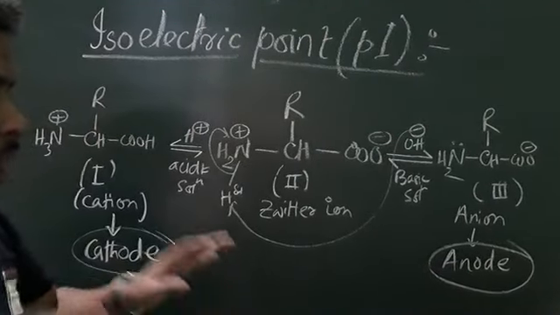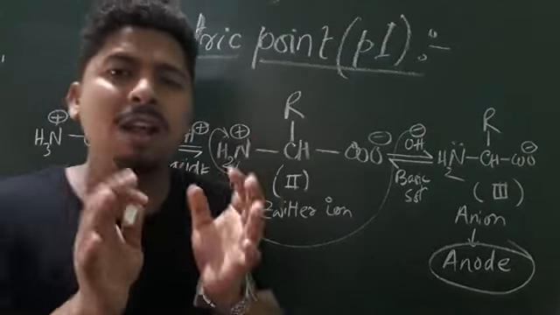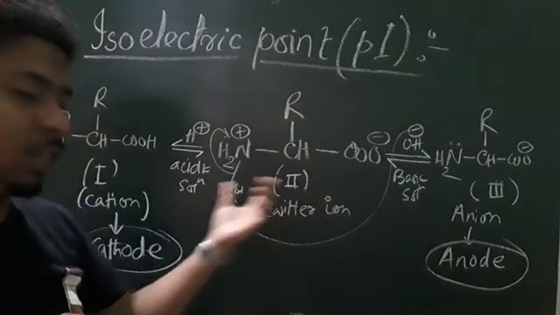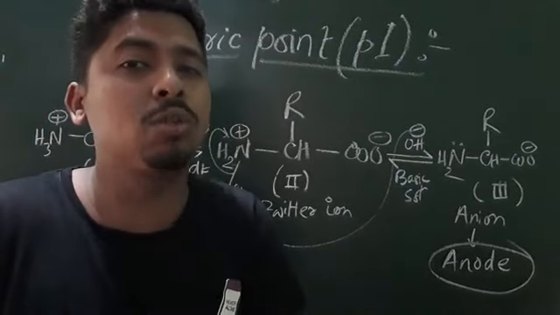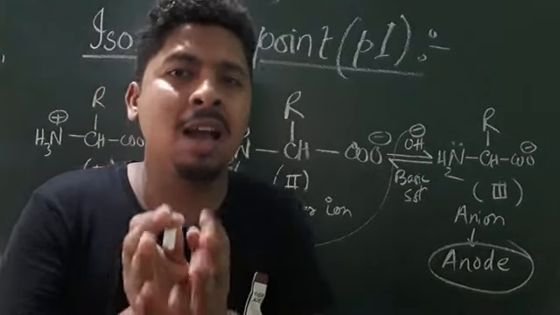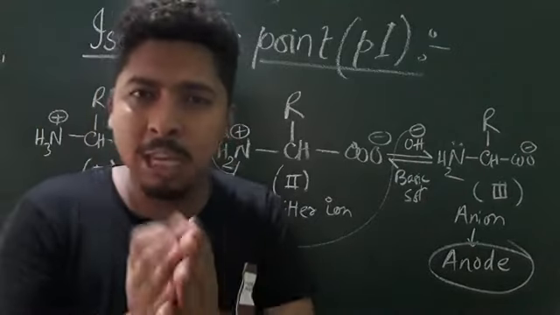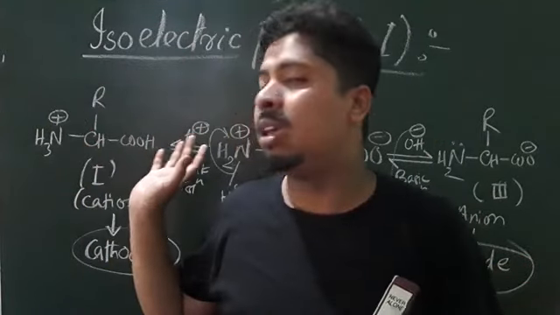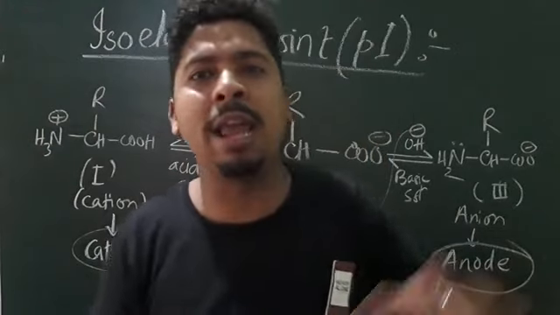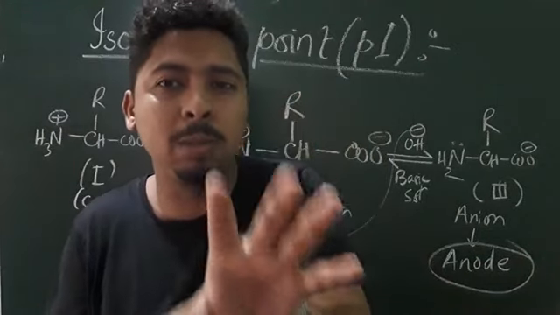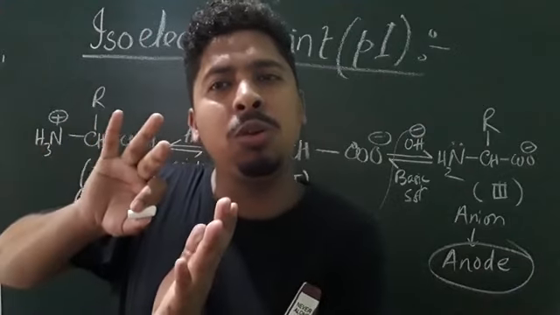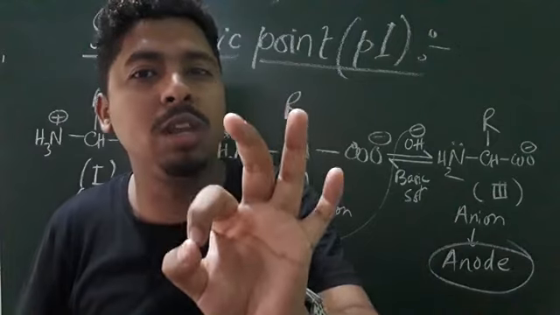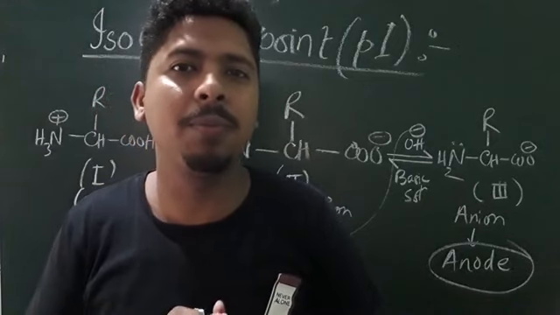But it has been observed that at a particular pH, there is no net migration of this dipolar ion towards this cathode or anode. This particular pH is called isoelectric point. ये देखा गया कि ऐसा एक particular pH होता है, जिस pH में after applying this electric field, there is no net migration of this dipolar ion towards cathode or anode. This particular pH, जिस pH में ये dipolar ion neither migrates towards cathode nor anode, this particular pH is called isoelectric point. समझ में आया, okay ना.